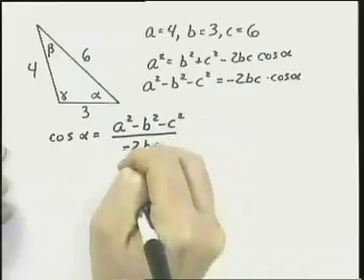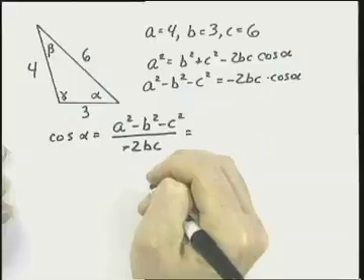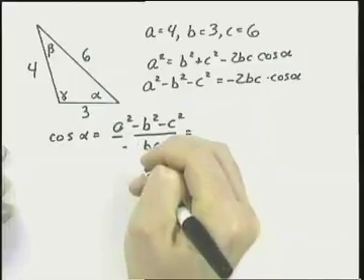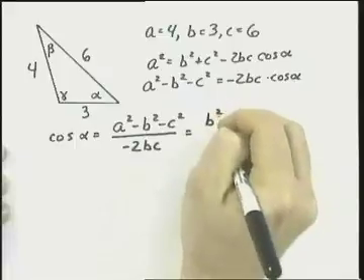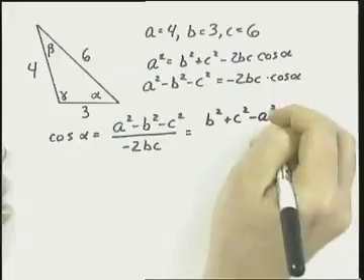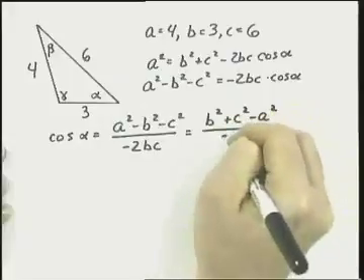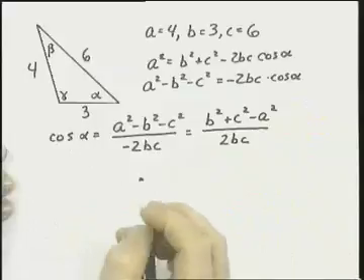If I don't like this negative here, I can get rid of it by taking it and putting it in the numerator and distributing. That would give me b squared plus c squared minus a squared in the numerator over 2bc. So now I have a formula for the cosine of alpha.